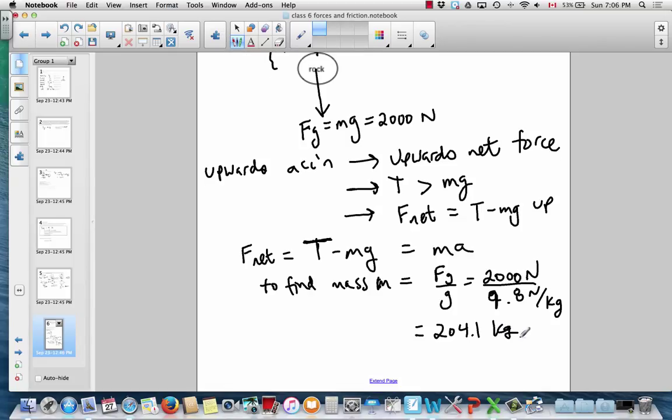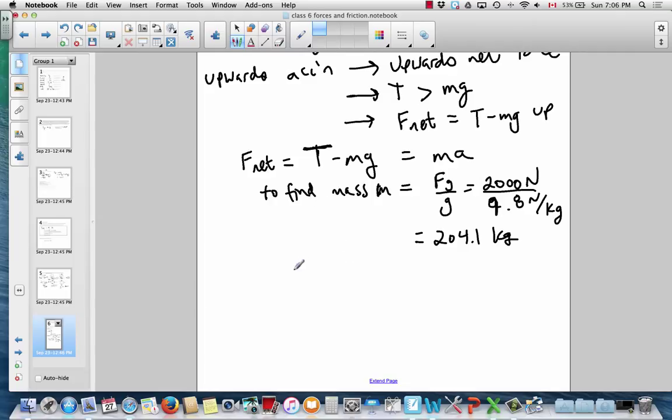So now we know everything that we need in order to find the tension. So the tension, if we substitute, the weight is 2,000 newtons. The mass we know is 204.1.